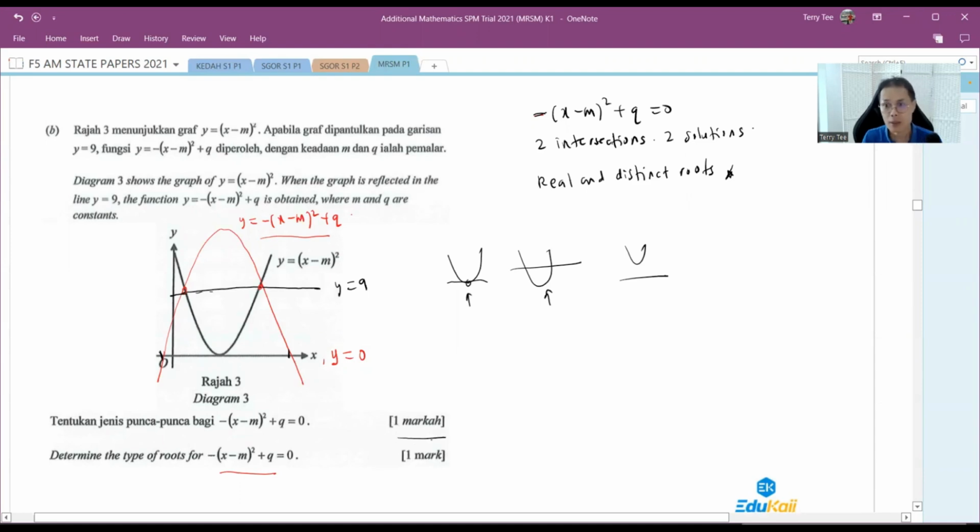Actually, since this is a 1 mark question, you can just write real and distinct roots. You don't have to explain all these things, but I just want you to know, once you reflect, you can see the graph here, the red color graph, it intersects at 2 points. Therefore, you will have two real roots, or we say real and distinct roots.